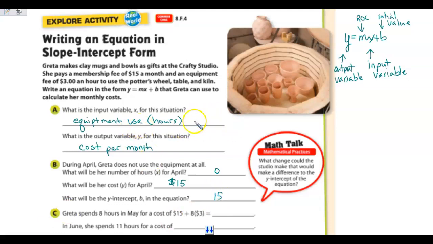If I were to write this in the equation, I know that it's $15 a month plus $3 an hour. So my equation is going to be y equals 3x plus my $15 initial fee. If I place 0 in there, do I get 15? 3 times 0 is 0, plus 15 gives me 15. So the amount for April would be $15.